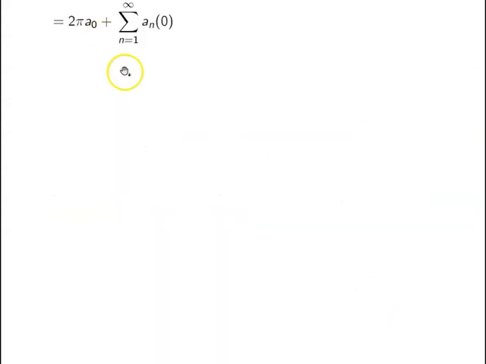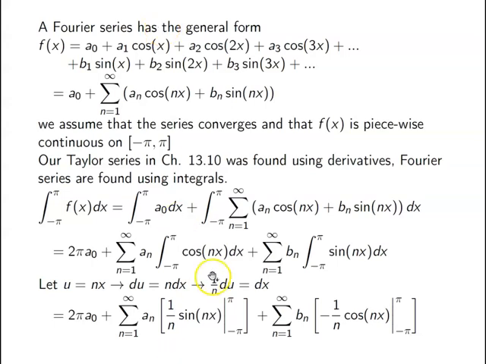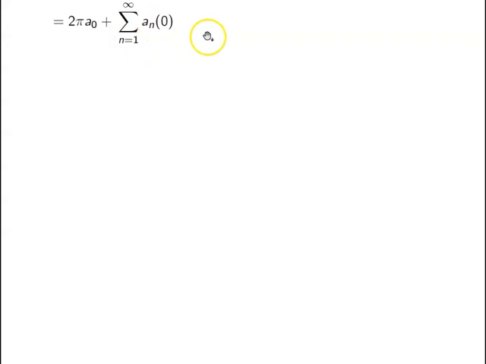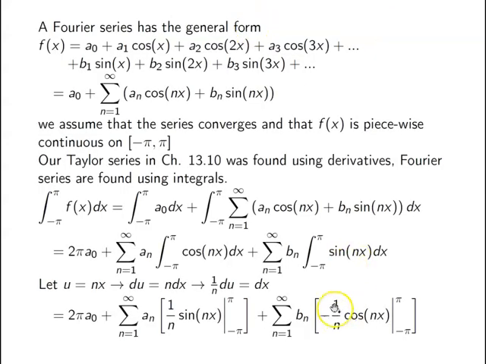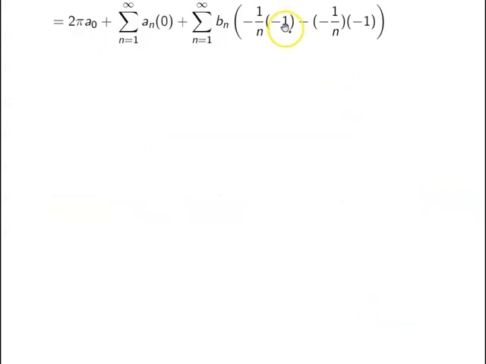So we have 2 pi a naught. So here I have a_n times 0. Again, the 0 is because sine is 0 at pi and negative pi. So this whole thing will end up going away. And here at cosine, I'll have, remember it's negative 1 over n. So at pi and negative pi, I'm going to have values of negative 1.